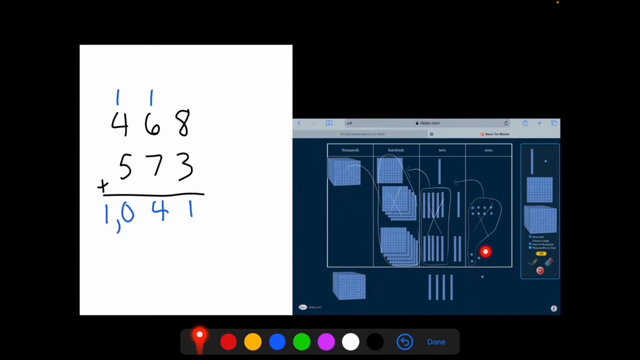So again, aligning by like-valued parts allows us to just count how many of each of those parts we have, and whenever we form a set of 10, we group it together and we would promote it to the next place so we can again be adding like-valued parts.